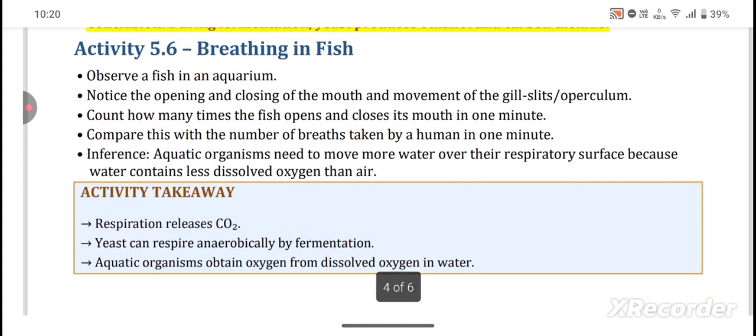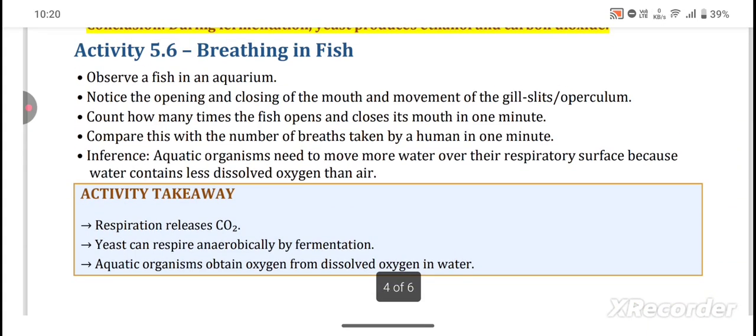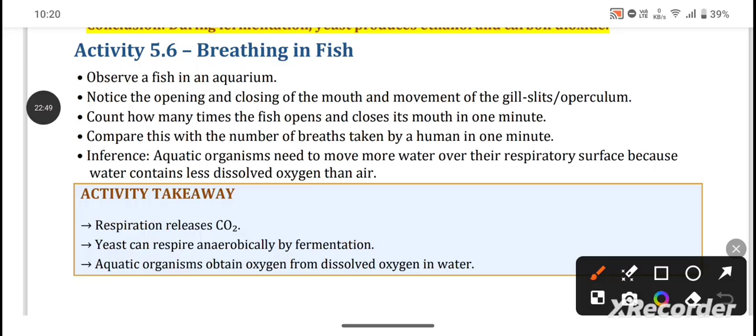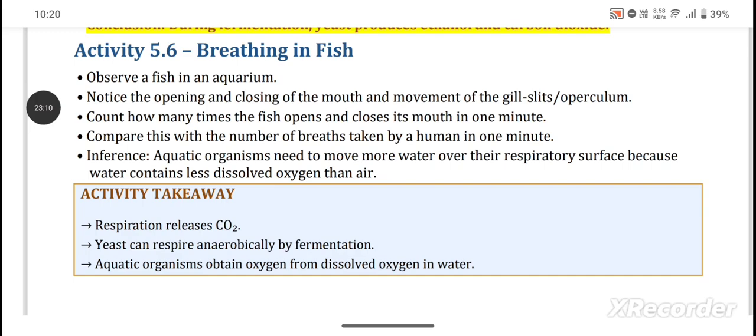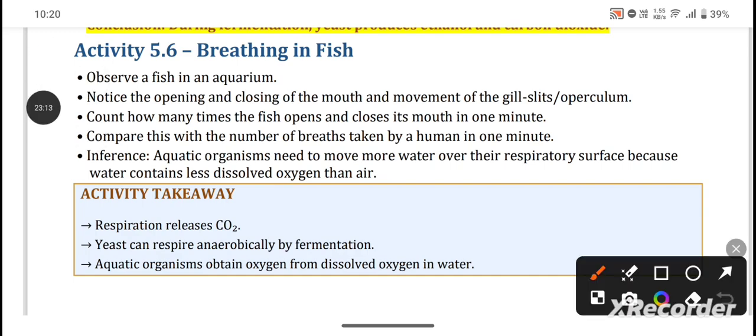Next, breathing in fish. Let's see one activity regarding how breathing occurs in other organisms, taking the example of a fish. Observe a fish in an aquarium. Notice the opening and closing of the mouth and movements of the gill slits or operculum. Count how many times the fish opens and closes its mouth in 1 minute. Compare this with the number of breaths taken by a human in 1 minute. Aquatic organisms need to move more water over the respiratory surface because water contains less dissolved oxygen than air.